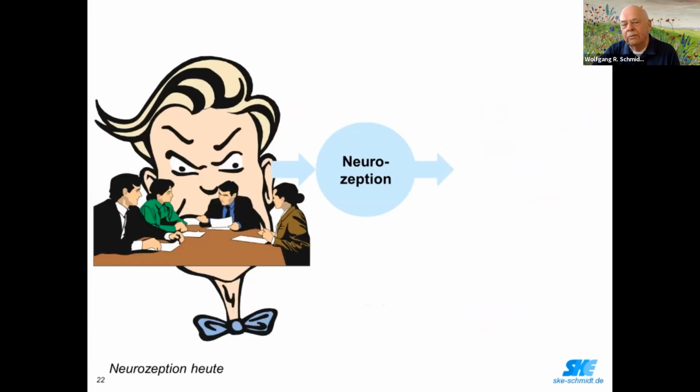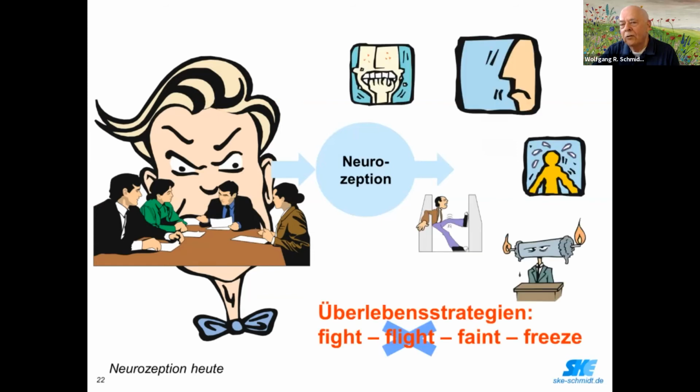So nowadays, the reception looks different. Nowadays, the danger is not coming from a saber-toothed tiger. Nowadays, the danger is probably coming in work situations from an aggressive boss, for example. And then our neuroception gives us an indication what's happening. And then we have different options to react. We can fight, we can faint, we can freeze, we might probably run away, but running away is not so easy in nowadays world, business world. So we are left with fight, faint or freeze.